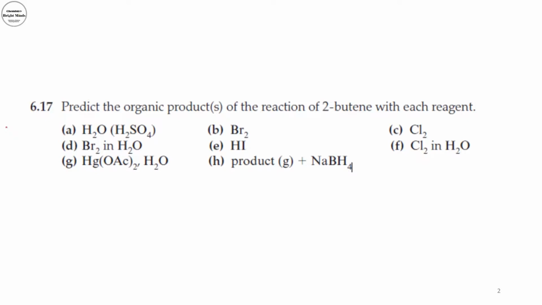First, let's look at the 2-butene itself. Let's write down the 2-butene. If I have 2-butene, this means I have C double bond C, and here H, here H, and here CH3. The double bond is in position number 2. If I number from this side, it is number 2, and from this side it is also number 2, because this is 2-butene. So this is my 2-butene.